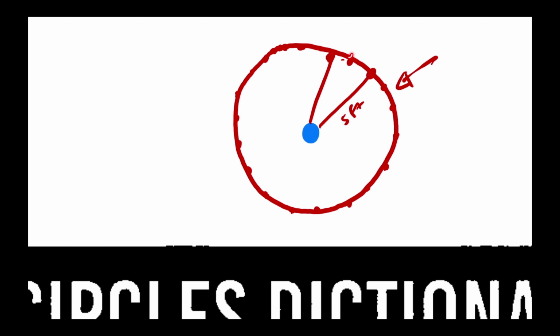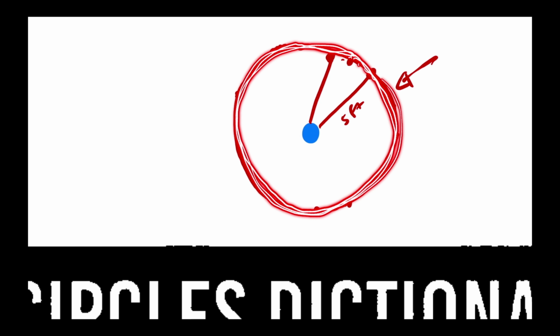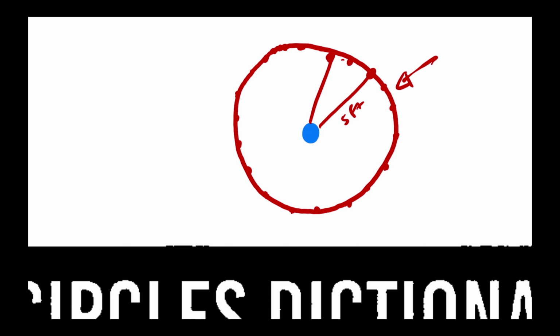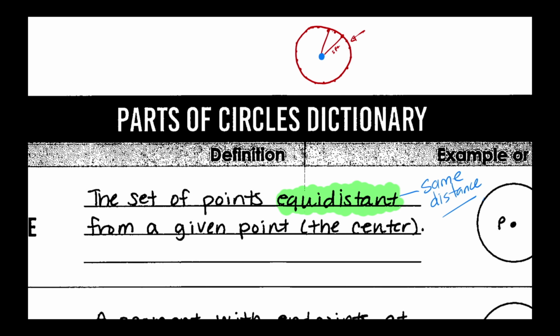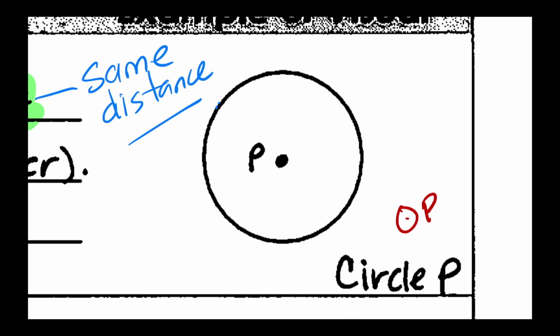And if we had an infinite amount of people, they'd be so close together you couldn't tell that they were individual points. It just looks like a solid line that goes around this center point, and that is the actual circle. It's made up of an infinite amount of points. We name it based on the name of the center: circle P, or we use this little symbol with a dot in the middle, circle P.